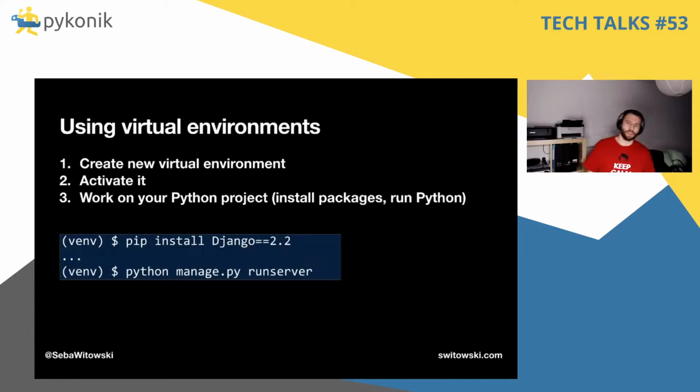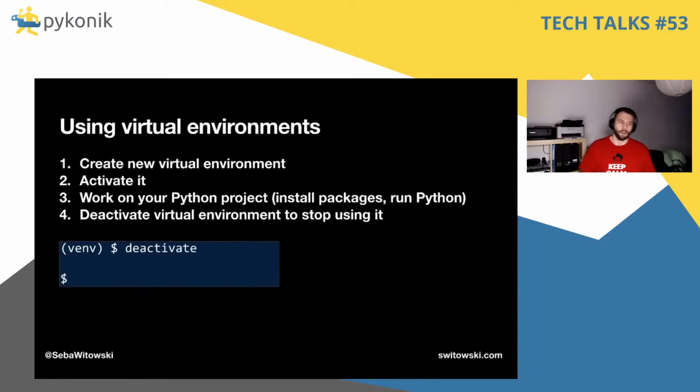Now we do everything that we would do normally when building a Python project. If we install a package with pip, it will be installed inside this virtual environment. If we run a Python script, we will have access to Python packages from that virtual environment. And finally, to stop using a virtual environment, you just need to run the deactivate command. When you call deactivate, it will revert all the changes that the activate command did. So you'll go back to using the global Python version and the global pip packages.